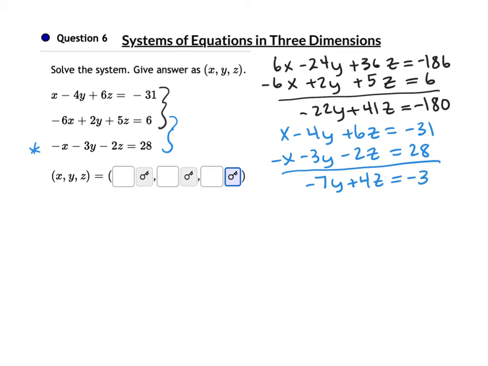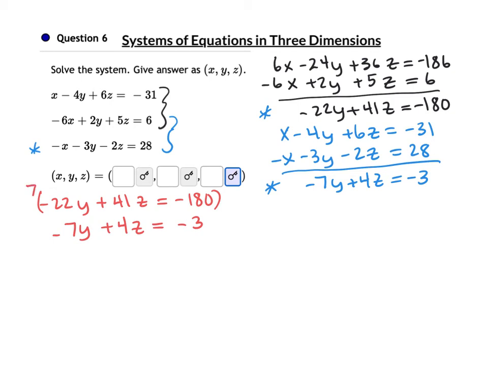Let's rewrite both of those equations here and here. These numbers aren't very nice to work with, but we can make it work. The common multiple of 22 and 7 is just 22 times 7, 154. The common multiple of 4 and 41 is 164. So I suppose I'll use the y's, slightly smaller numbers. So I'm going to multiply this by 7. And the bottom equation, I want opposites. I'll multiply by negative 22.